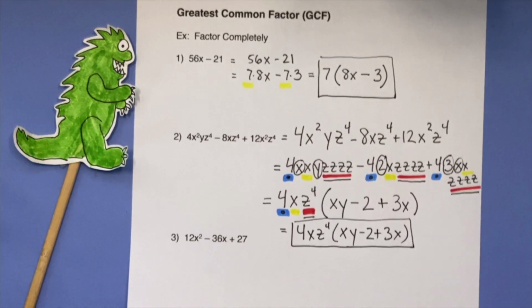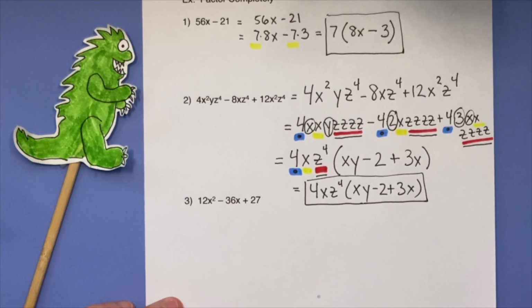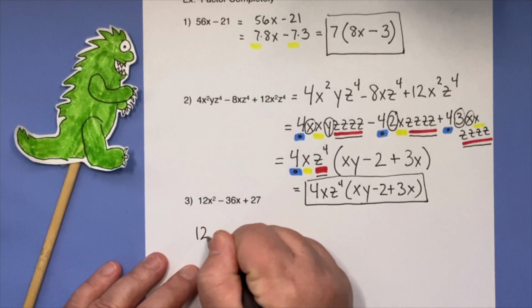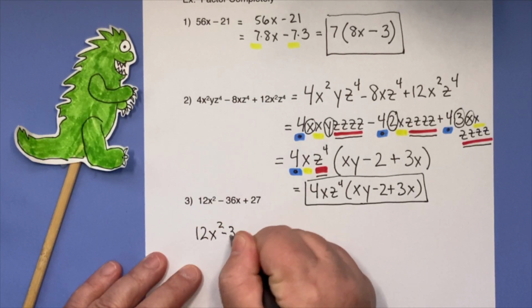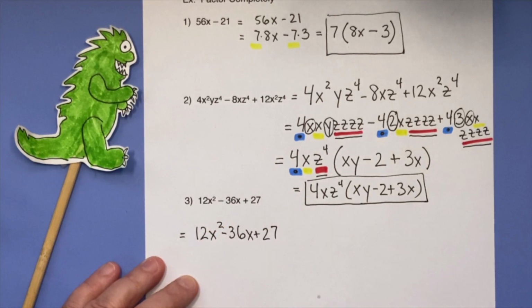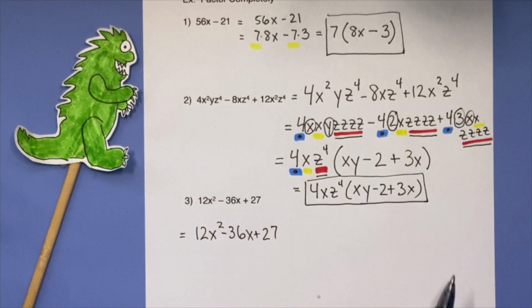Okay, oh my goodness, that got very colorful very quickly, didn't it? Now let's look at this last problem: 12x squared minus 36x plus 27. This is a case where we do have a trinomial, so we probably are going to have to go further than just the greatest common factor, but we should always start with the greatest common factor because it'll make the numbers smaller if we're able to do it.